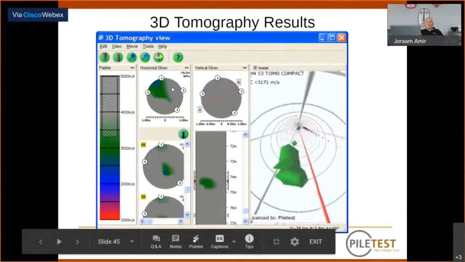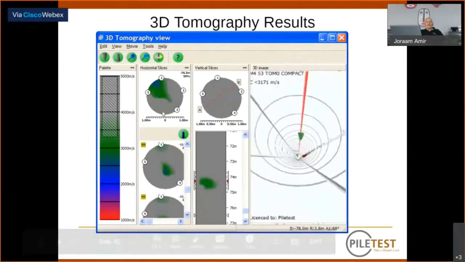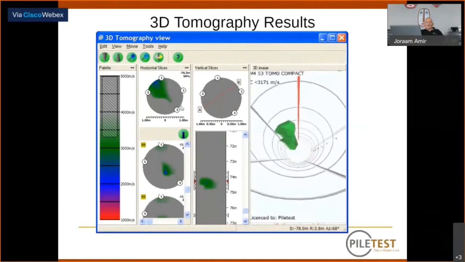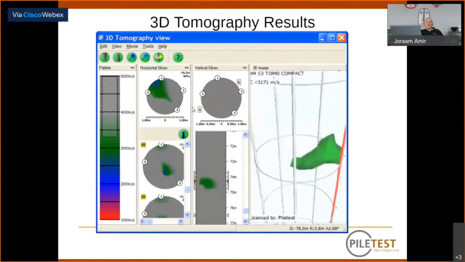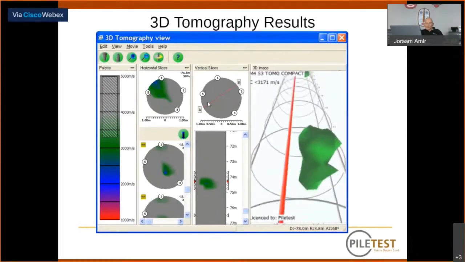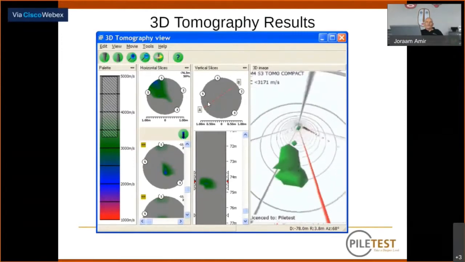The system also measures the relative strengths of the cross-section. And this is something that structural engineers would like very much to know if they have a problem in the pile. How much the cross-section is still effective. So our 3D tomography provides all the answers.